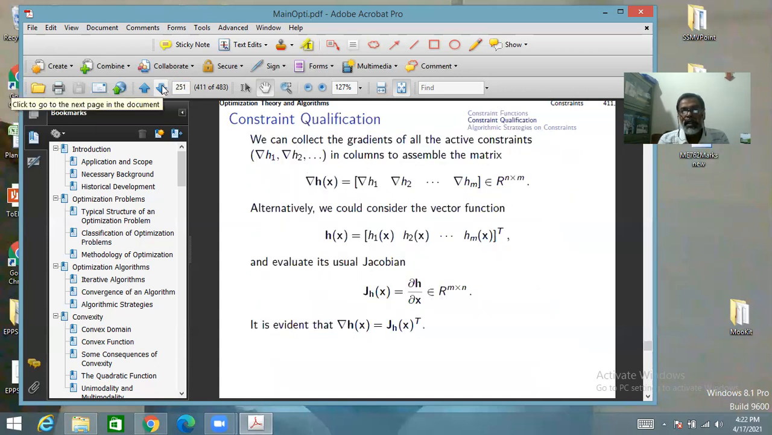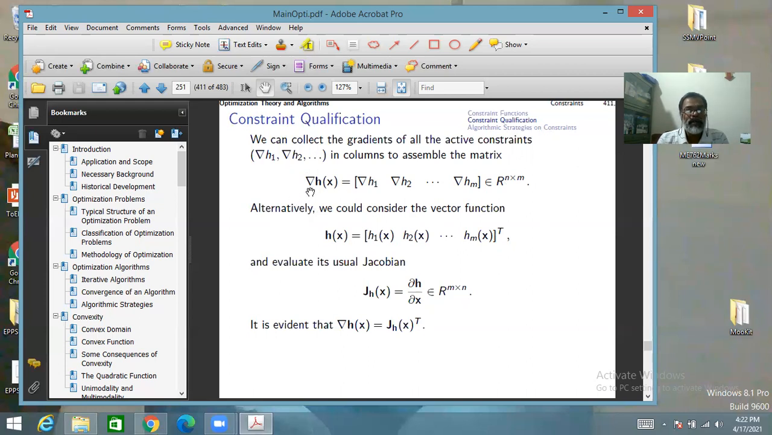Now we come to constraint qualification. What is this qualification? So if we collect the gradients of all the active constraints like this, grad H1, grad H2, etc., in columns like this, then this is a matrix of n by m size. Each of these gradients has n entries and m such gradients are appearing. Okay.